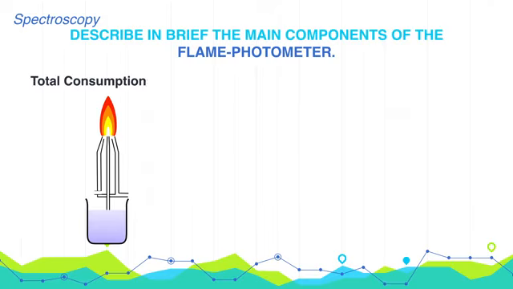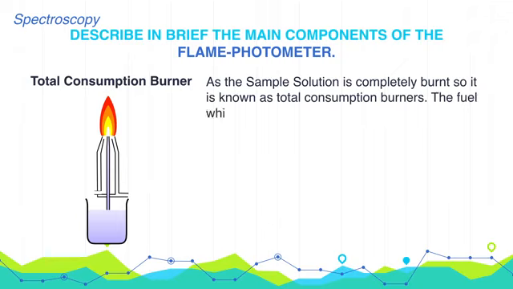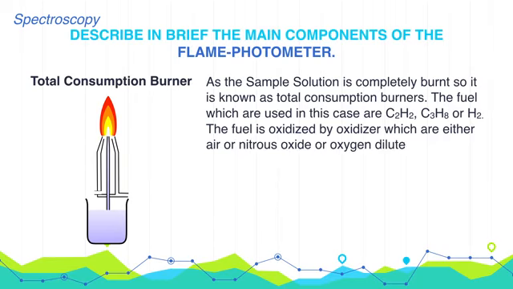So let's talk about total consumption burner. As the sample solution is completely burnt, so it is known as total consumption burner. The fuels which are used in this case are acetylene, propylene or hydrogen. The fuel is oxidized by oxidizer, which is either air or nitrous oxide or oxygen diluted with nitrogen.